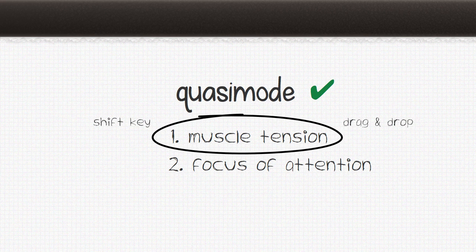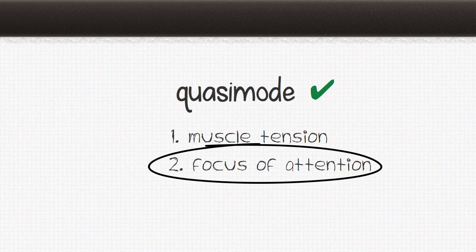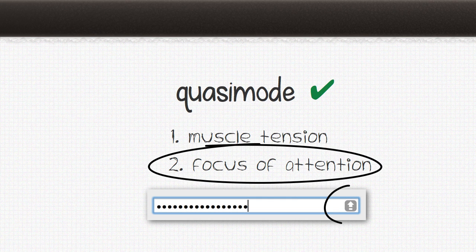You need to push and hold the key to write capital letters instead of lowercase letters. A good example for a quasimode using focus of attention instead of muscle tension is the caps lock icon in password input fields. While the caps lock mode is active, you see a perceptible and mostly explicit icon close to your focus of attention, reminding you of the mode. This is a good way to communicate modal behavior, a quasimode.